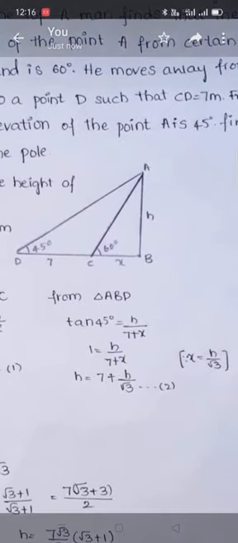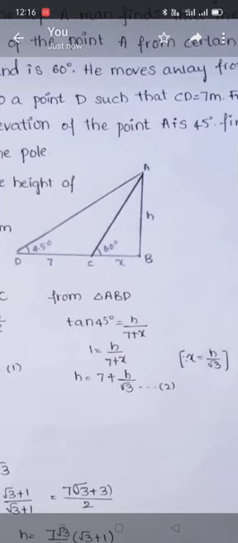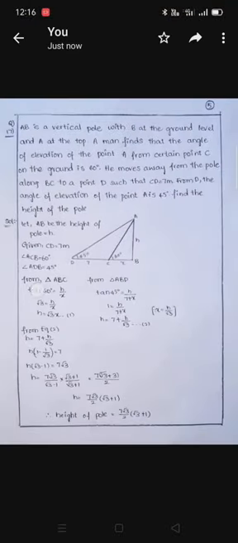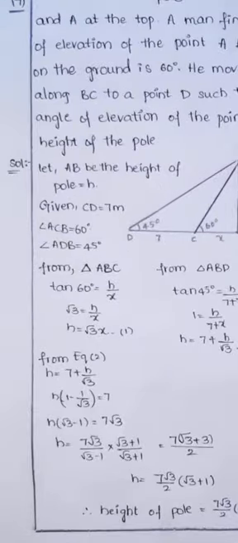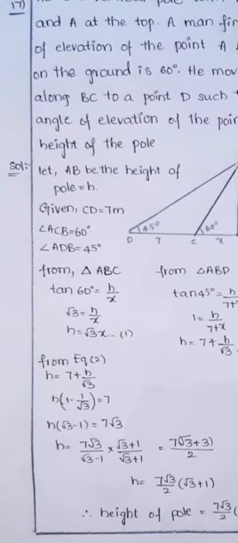divided by the adjacent side BC bar. We assume BC bar as x meters. So tan 60 degrees is equal to h by x. By simplification, tan 60 degrees is root 3. So h is equal to root 3 x, as equation number 1.